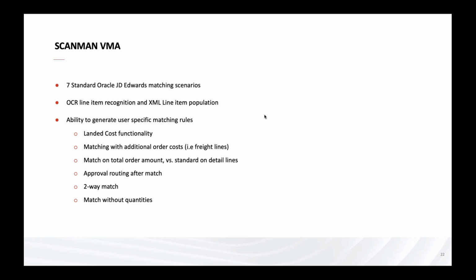So what we've done is we've built or developed our own matching scenarios. So we've built functionality to work with landed costs. We've built a scenario where we can work with freight lines, where we can have a match on total order amount rather than standard on detail lines. We can work with an approval routing after the match, which we typically see in municipalities. We can work with two-way matching and match without quantities.